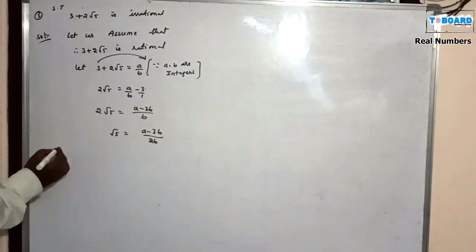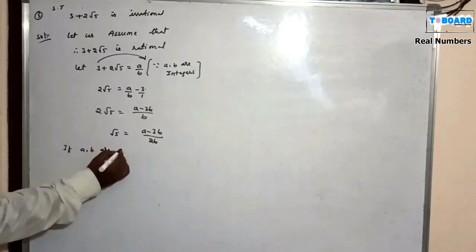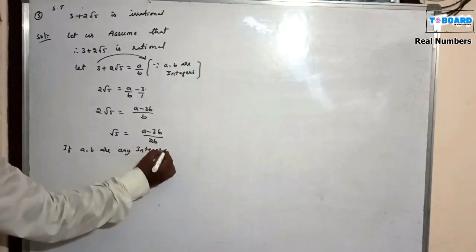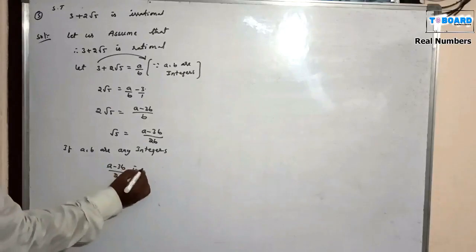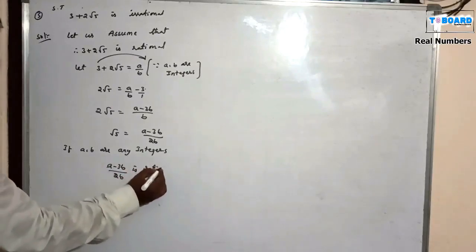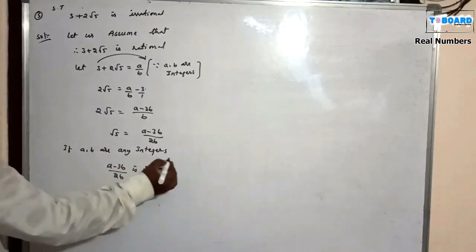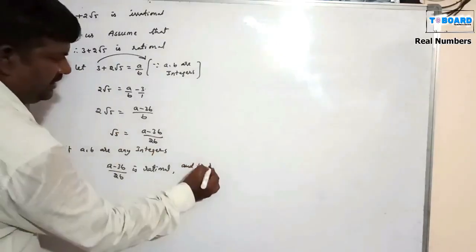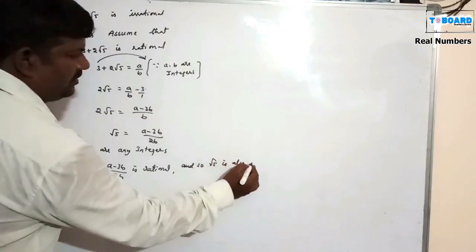If a, b are any integer values, a minus 3b by 2b is rational. A, b any value substituted in this, a minus 3b by 2b is a rational number. And so RHS is rational means automatically LHS is also rational. Root 5 is also rational.